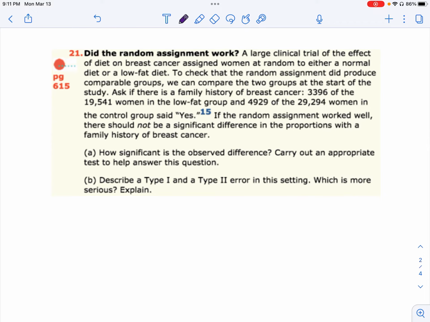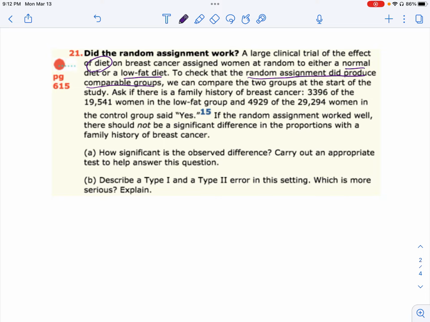21. This is a large clinical trial. They gave women a new diet to see what effect it had on breast cancer. They gave them a normal diet or a low-fat diet. So to check that the random assignment did produce comparable groups, we can compare the two groups at the start of the study. Ask if there's a family history of breast cancer, and then there's the results.